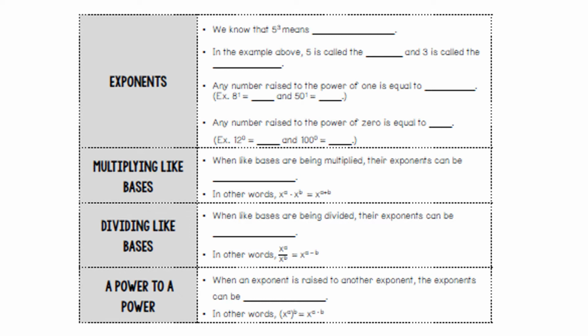So for the first blank, it says we know that 5 to the third power means 5 times 5 times 5. The 5 is known as the base and the 3 is the exponent. That's what our second blank is going to be. 5 is called the base and 3 is called the exponent.